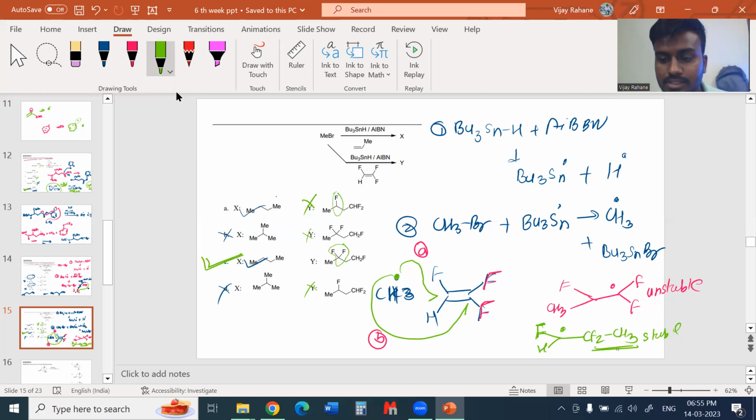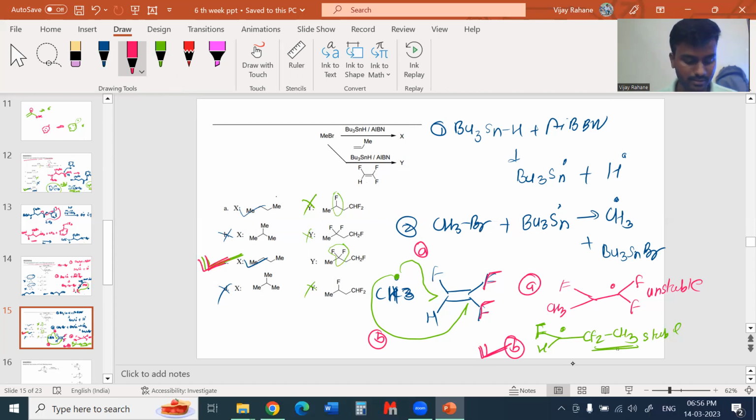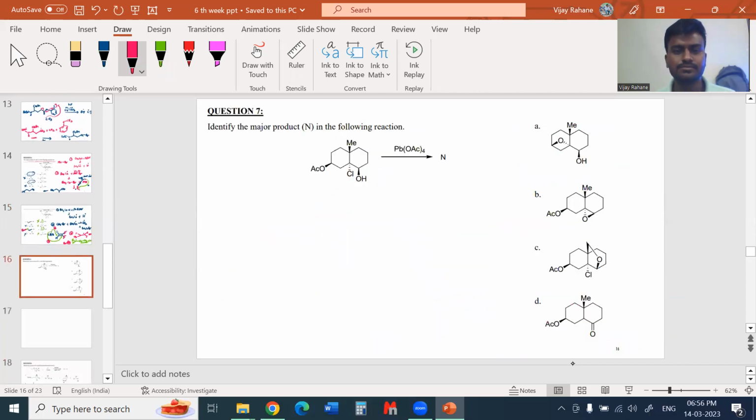So you just need to understand the stability of this radical. In the intermediate, in this step, the radical forms like this. If it follows A path, then this radical is formed. If it follows B path, this radical is preferred and more stable, and that's why the corresponding product will be the major product. So this C is the correct option. So we'll take the next question.